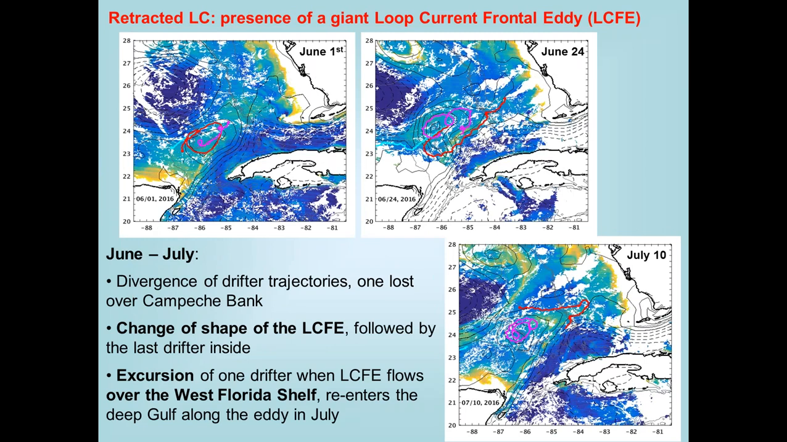So after we left the area, in June and July, we were able to follow that frontal eddy thanks to the drifters and to ocean color.